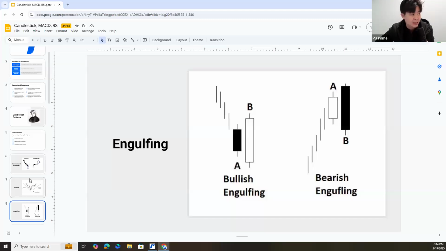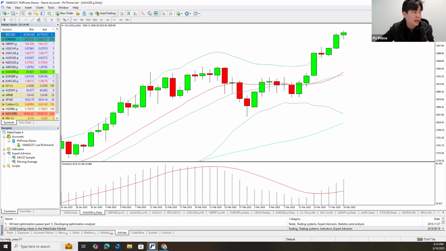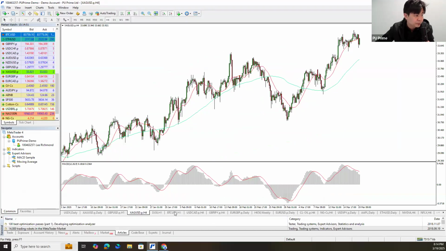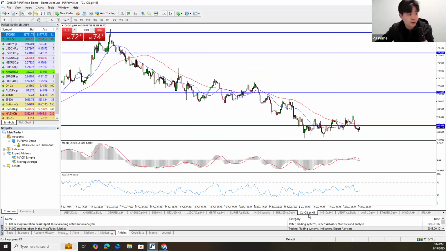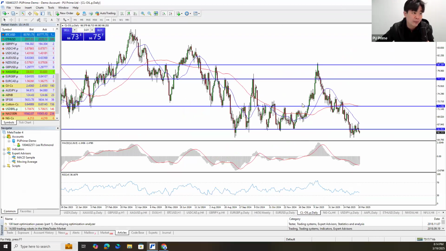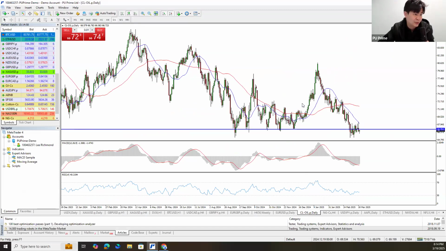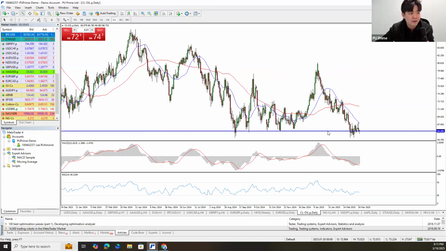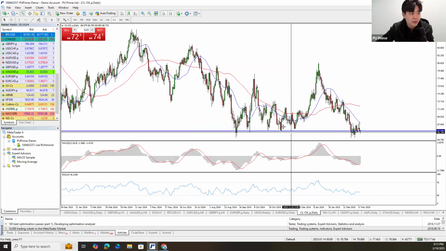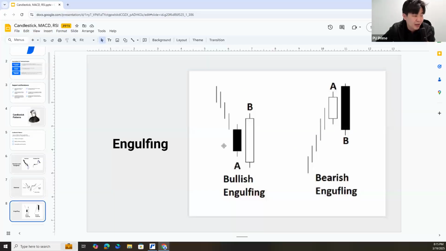Okay, and then the next one is engulfing. Engulfing is one of my favorite candlestick patterns because we can find a lot of good examples that happened recently. Or for any products you are interested in, I can also try my best to find those candlestick patterns and show you. So before we start and find a real life example, I will give a very easy explanation of what engulfing is.